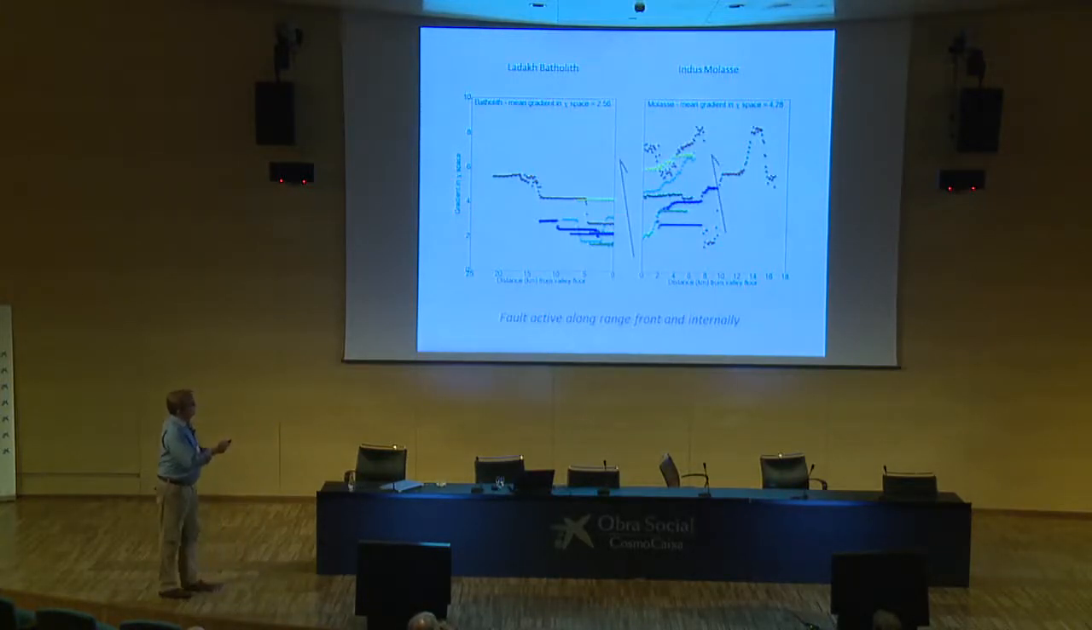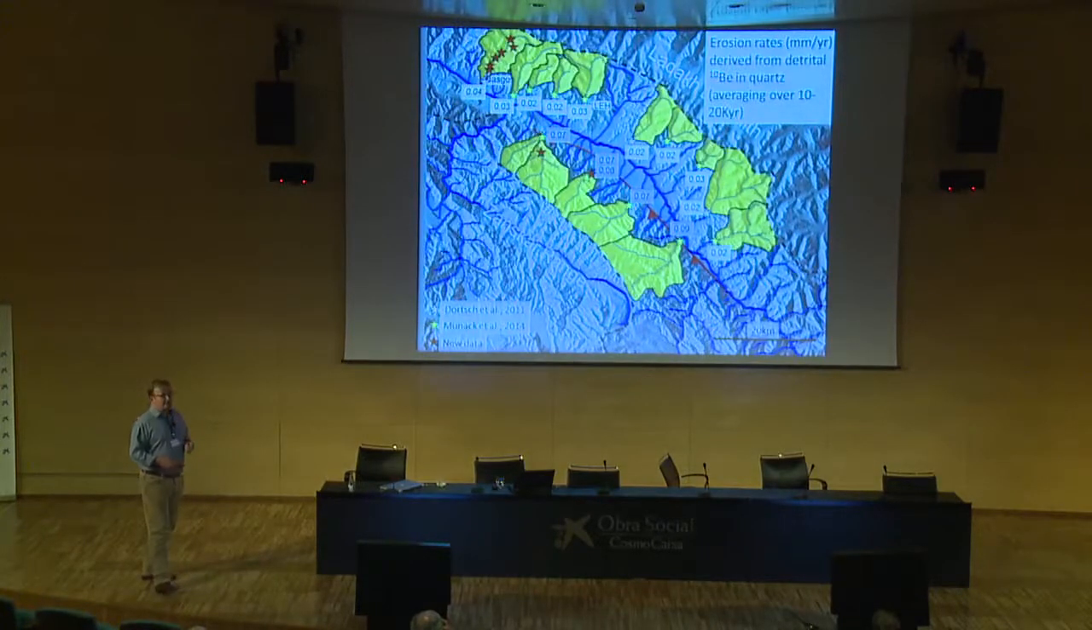we would interpret these as follows. There's a structure that's been mapped internally within the system here, and this would represent the deformation front. So we think we can map the activity of that structure right the way along the Indus Valley. So we've got a fault active along the whole front of the range and internally. Now we know the rate of that, so let's look at the erosion rates.